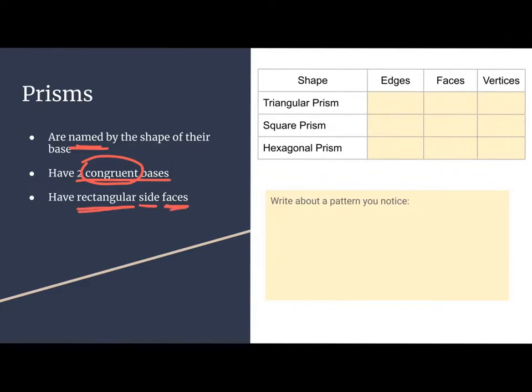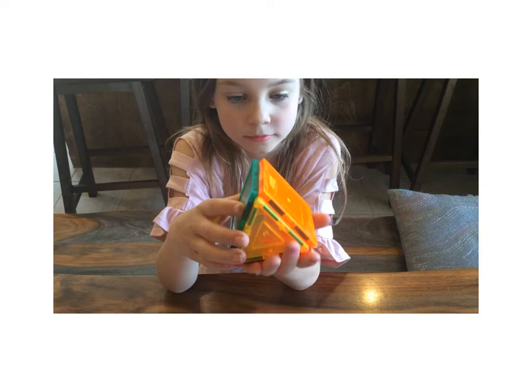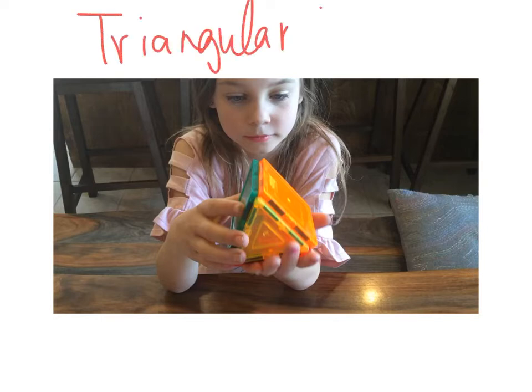Let's take a look at a prism and see if we can understand these properties a little bit better. So let's take a look at our very first prism. Lizzie here has a triangular prism. And it is called a triangular prism because the shape of its base is a triangle. There's a triangle here, and then back facing Lizzie is another triangle. Let's go ahead and see this prism in action.